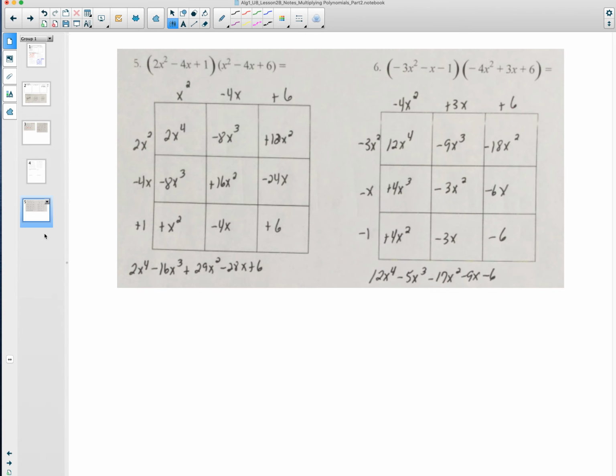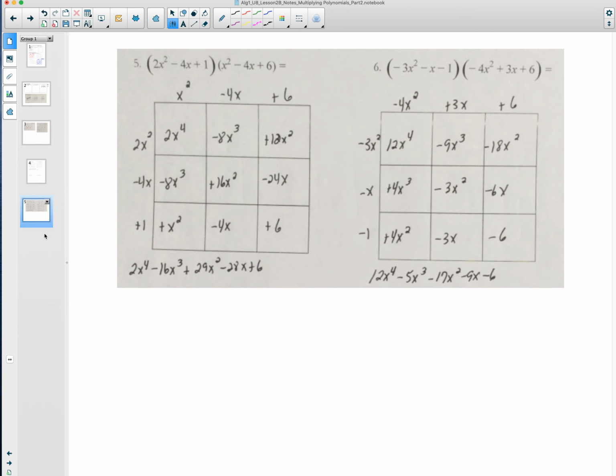All right, so there's all the work. If you need to pause it and check your work real quick, do that. I have all the work filled in for you. And you can see on number 5, your final answer should be 2x to the 4th minus 16x cubed plus 29x squared minus 28x plus 6. When we look at number 6, you can see that your final answer is 12x to the 4th minus 5x cubed minus 17x squared minus 9x minus 6.